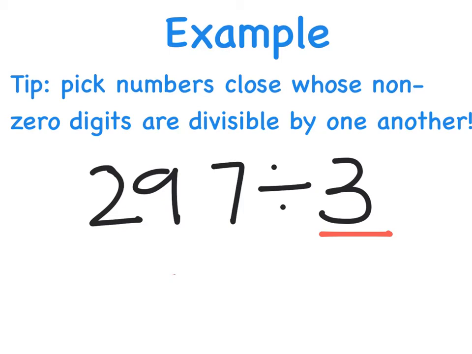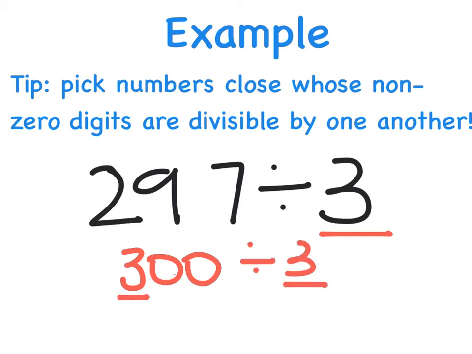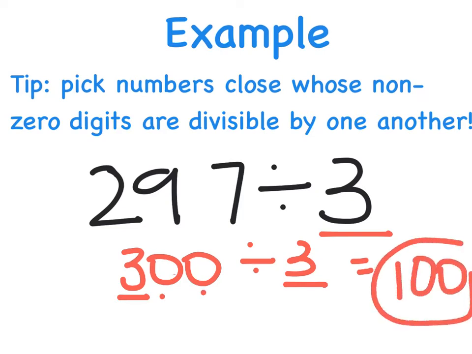I noticed that 297 in this problem is really close to 300. We like those nice, even, whole 100 or 10 numbers. And since 3 is divisible by 3, and I get 1, I could do that and then simply add those 2 zeros at the end to get 100. So this would be one option for your estimate.